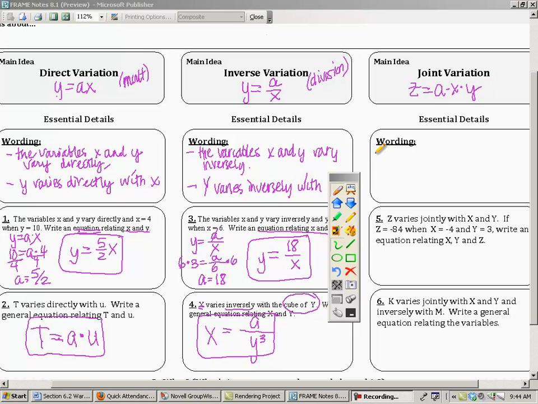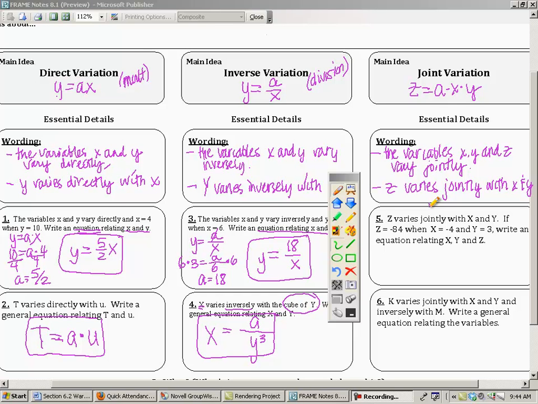Okay, so again, two ways to read it. The first way: the variables x, y, and z vary jointly. That's one way you're going to see it. If the variables come together, you always go with the last variable as what it equals, so it's equal to z. Or they're going to say z varies jointly with x and y. They'll give it to you both ways, but I want you to see that up front.